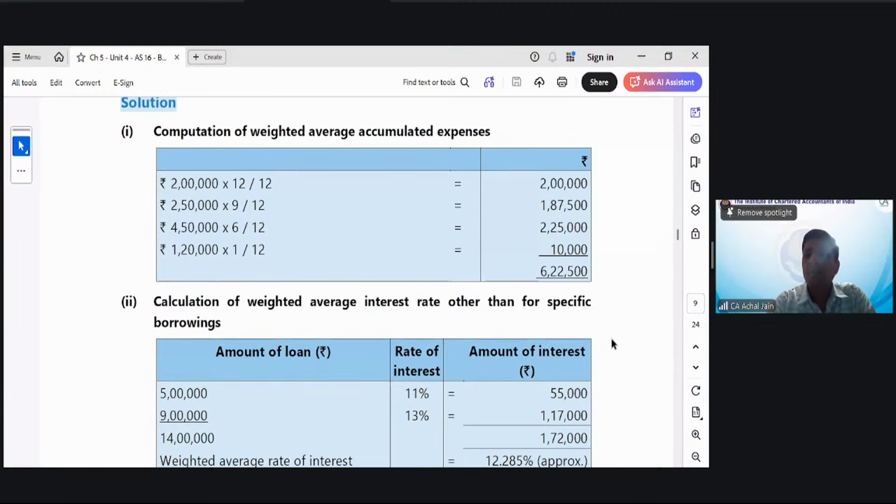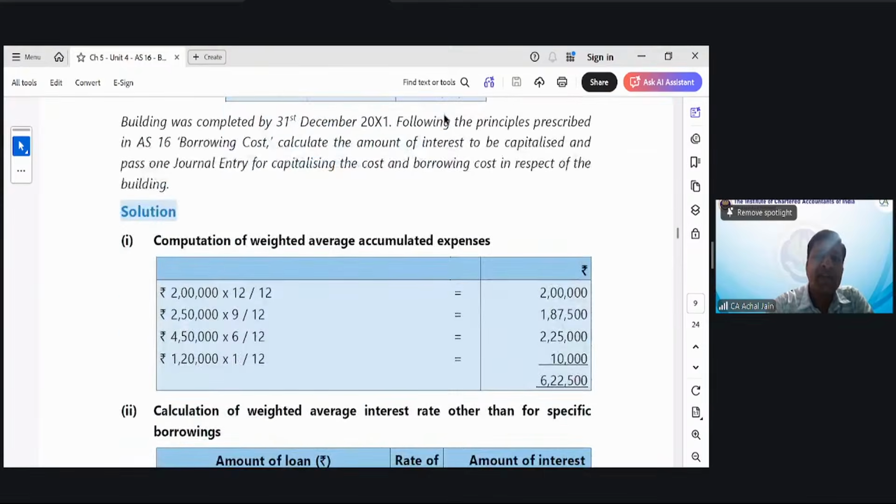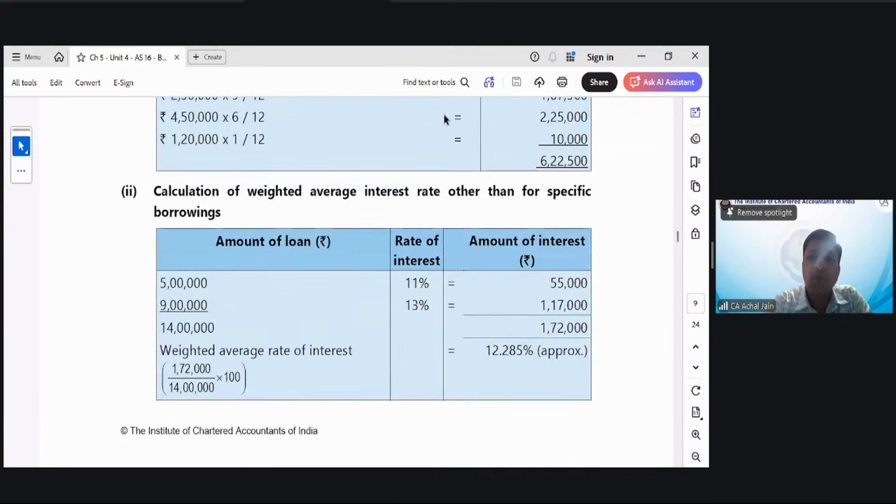Okay, now next. As a next step, what do we do? The general purpose borrowings that we have. First of all, we will calculate the interest of that. So there are two loans that we had, 5 lakh at 11%, 9 lakh at 13%. So if you compute interest on that, it comes out to 1 lakh 72,000.